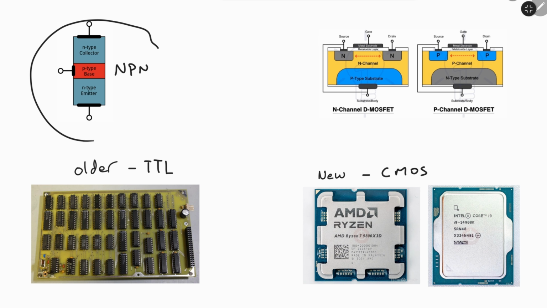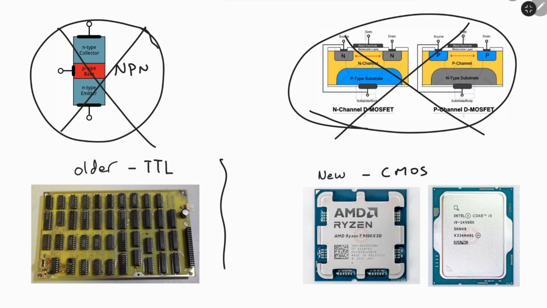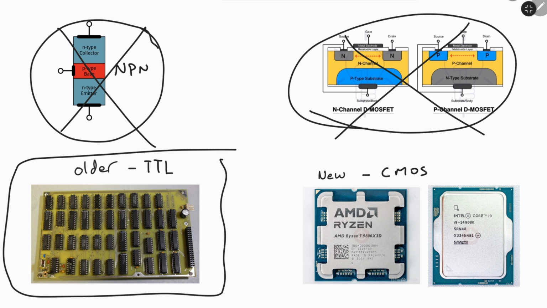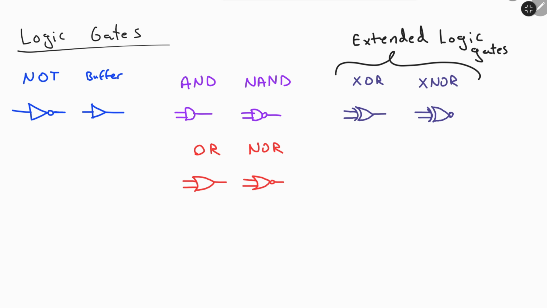And here you can see internally how an NPN and how the MOSFETs are made, but we are not going to discuss this in this video. And here you can see older stuff use TTL technology and newer stuff use CMOS technology. Moving on, we are going to cover 8 different logic gates. So let's start with the NOT gate.